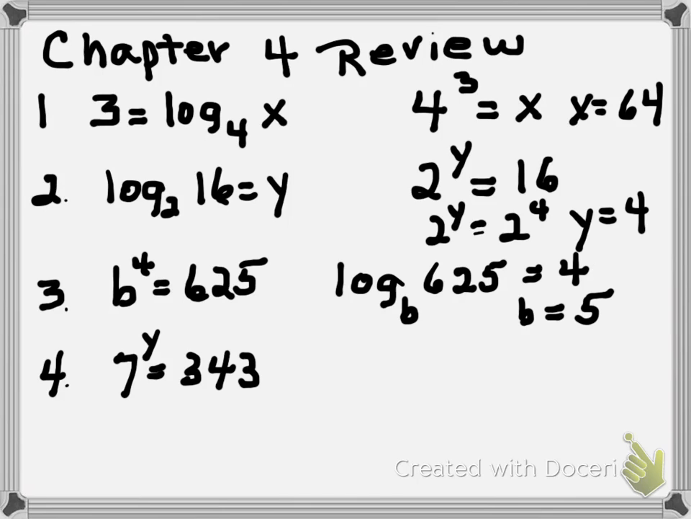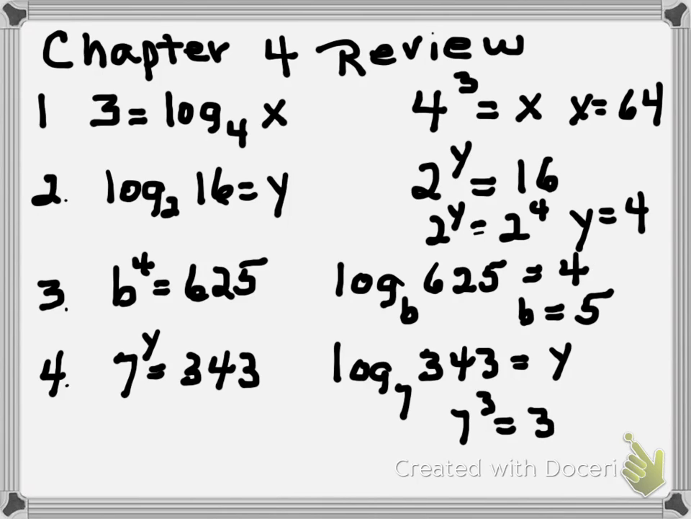In logarithmic form, I have log base 7 of 343 is equal to y. So it must be that it's 7 to the third power equals 343. Therefore, y is equal to 3.